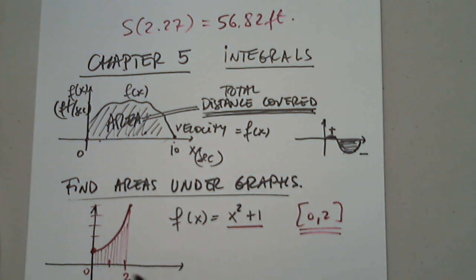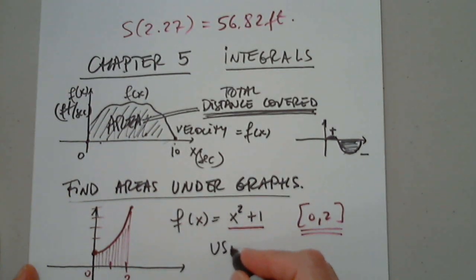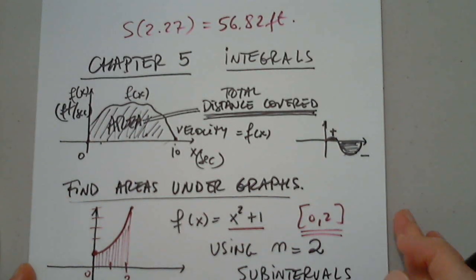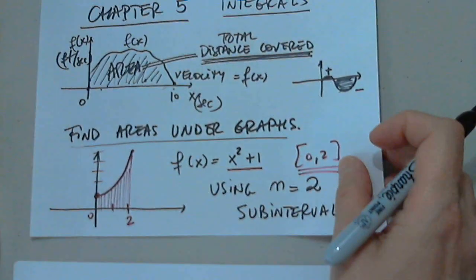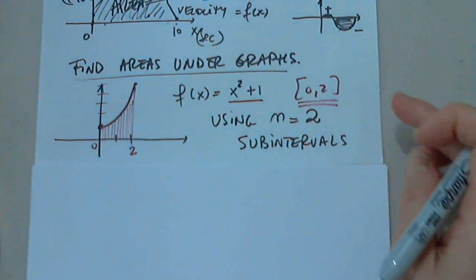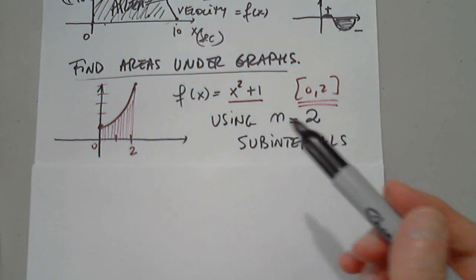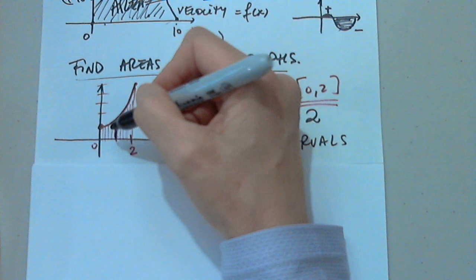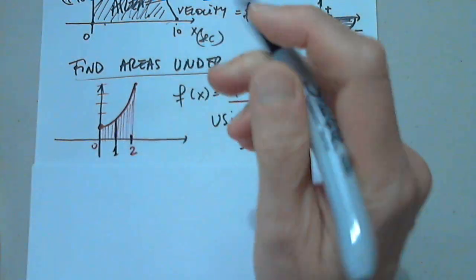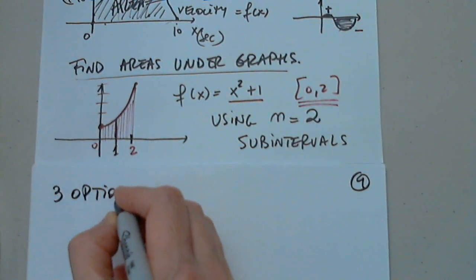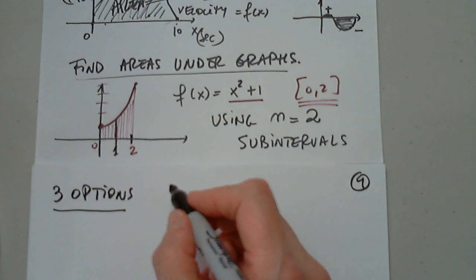And for now, I'm going to say, using n, lowercase n, 2 subintervals. Okay, so I'm dividing the interval between 0 and 2 into 2 subintervals. 1 and 2. I have 3 options. We're going to discuss all 3 options.